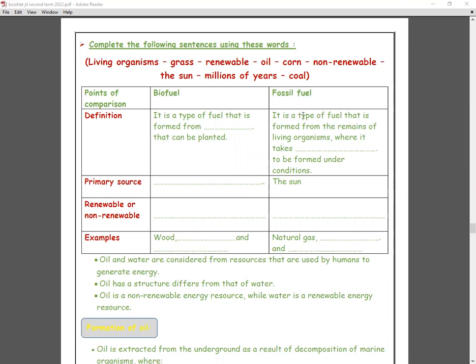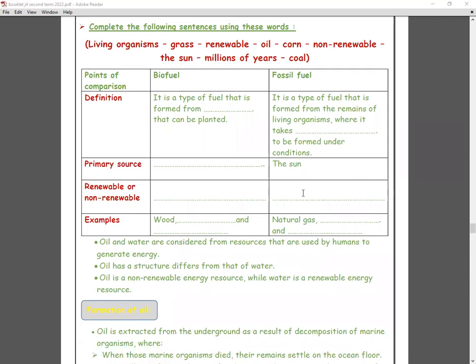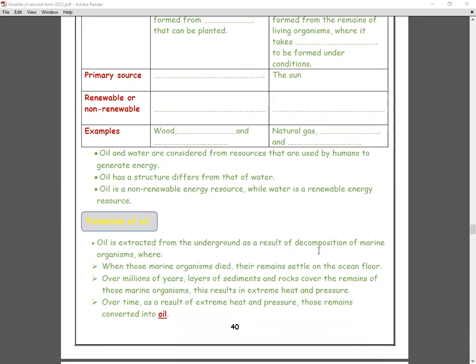Fossil fuel is a type of fuel that is formed from the remains of living organisms, where it takes millions of years to be formed under specific conditions, and we explained what's meant by conditions. The primary source is also the sun, so for biofuel and fossil fuel, both of them, the primary source is the sun. It will be non-renewable, and our examples are natural gas, oil or gasoline, and coal, okay?